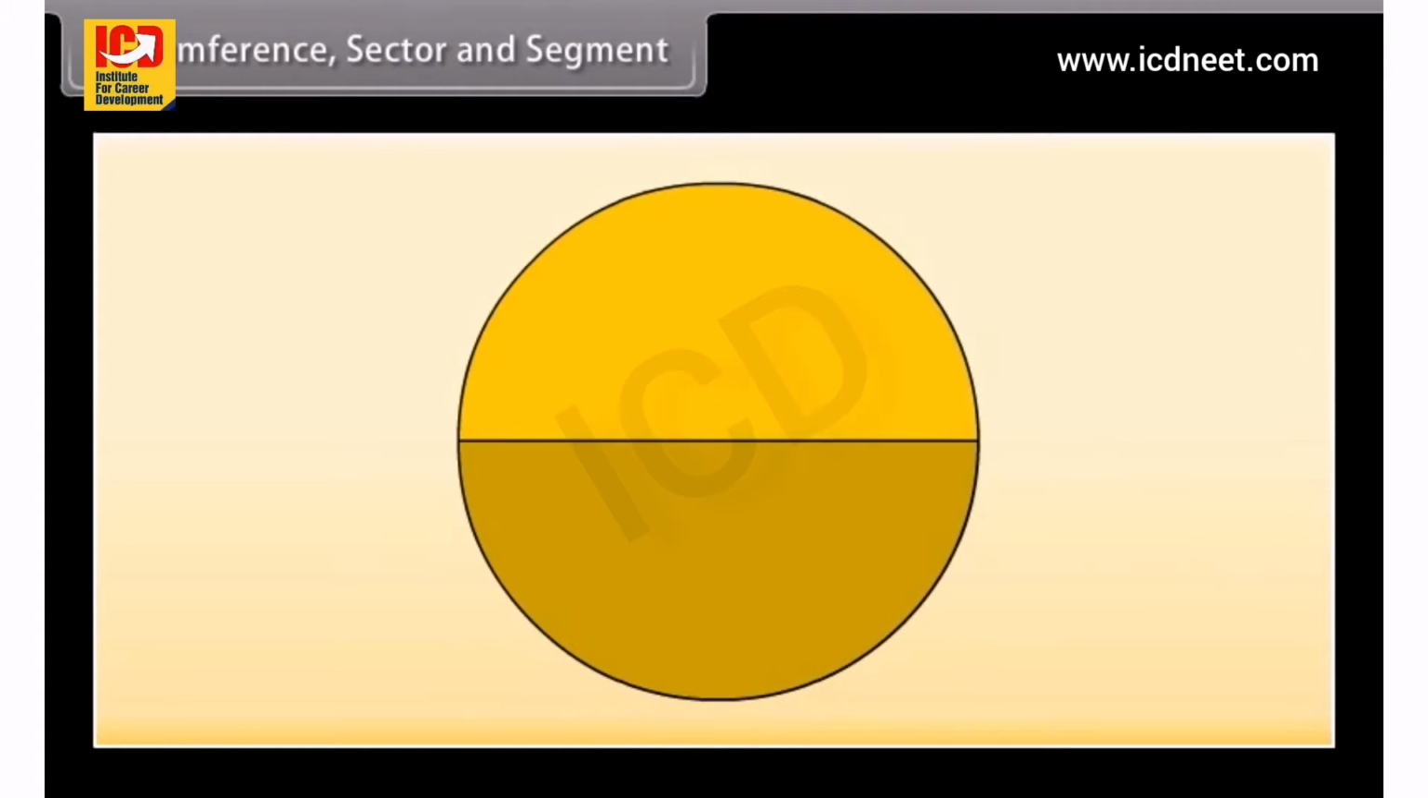Now look at this circle. Here, both the arcs are equal. Therefore, these two are the semicircles.